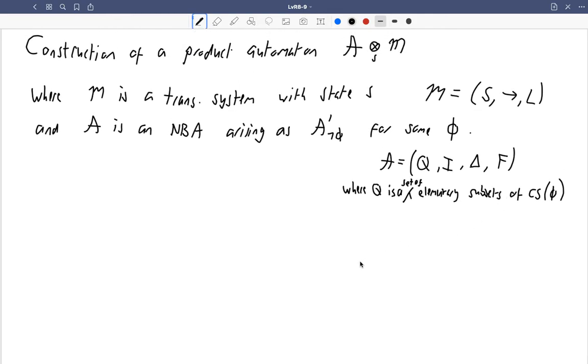It's a little bit fussy, but anyway, we shall basically pretend that in our non-deterministic Büchi automaton the states are sets of elementary subsets. It's not a big pretense, because when you construct the correct non-deterministic Büchi automaton from a generalized one, you basically see that every state has an associated set of elementary subsets. Anyway, carrying on from where we are, then the product automaton has states.